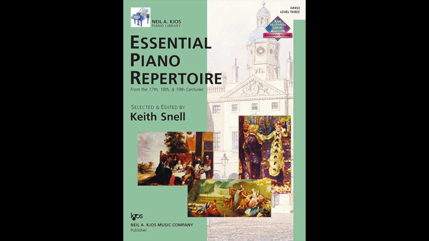Now, beyond that, after he published that series, he also created, I believe it came afterwards, the Essential Piano Repertoire at all of the same levels. And these contain some of the pieces that are in those other 3 books.